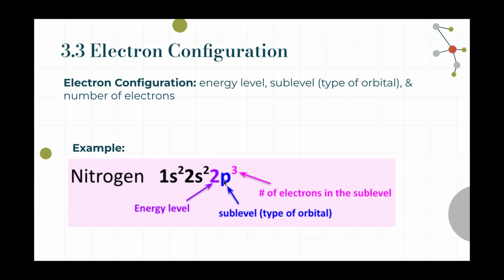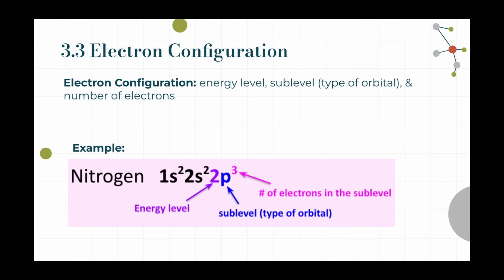So we get 2p3. And if you add these numbers up, 2 plus 2 plus 3 is 7, and that is how many electrons nitrogen has.